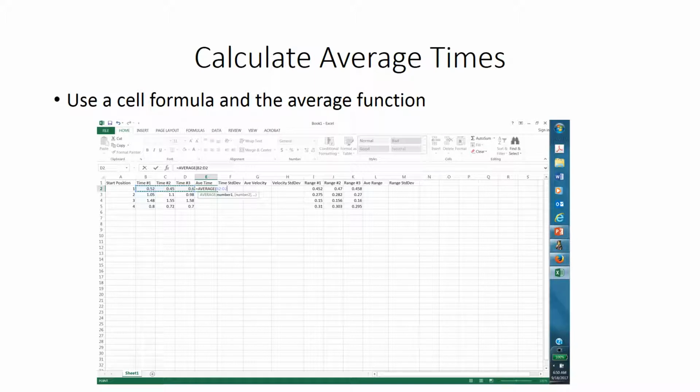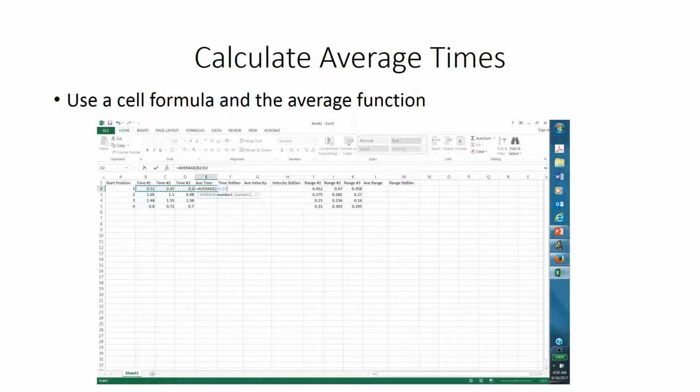Next, we want to find the average value of the case number 1 time measurements. This is done by entering a formula into the row number 1 cell for the average time. Click on the cell. Then enter an equal sign. This tells Excel that you are going to enter a formula to calculate the cell value.